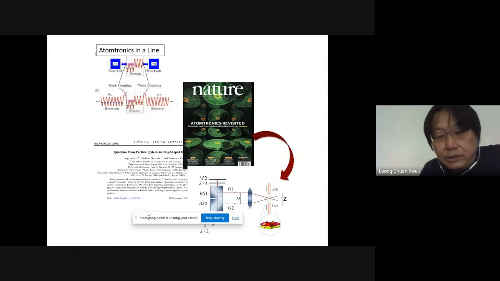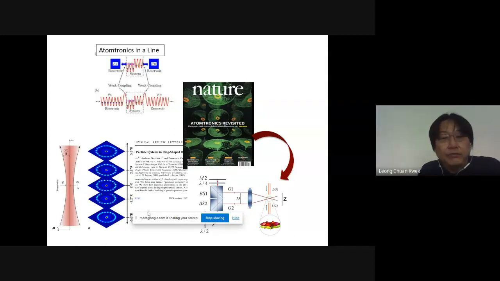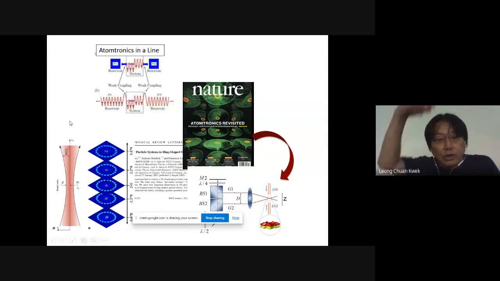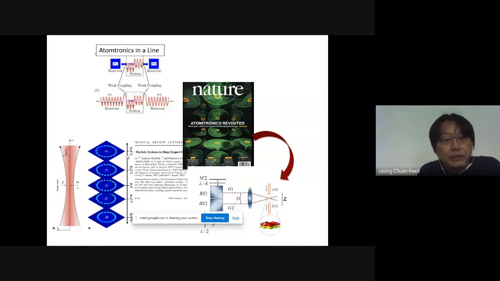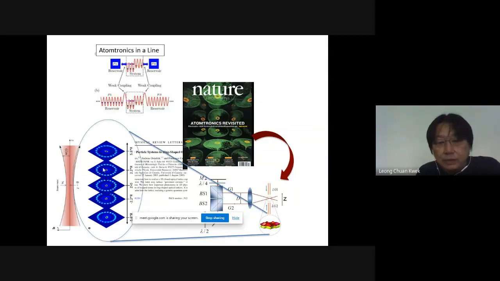So our interest in Singapore on Atomtronics starts with a paper in Physical Review Letters by Luigi Amico, where he showed that by passing light through an SLM, a spatial light modulator, you could actually engineer layers upon layers of optical lattice. These are very much like interference patterns that are formed from two opposing Laguerre-Gauss beams. And if you consider one of these layers, you can tune the distance apart between the two Gaussian surfaces.